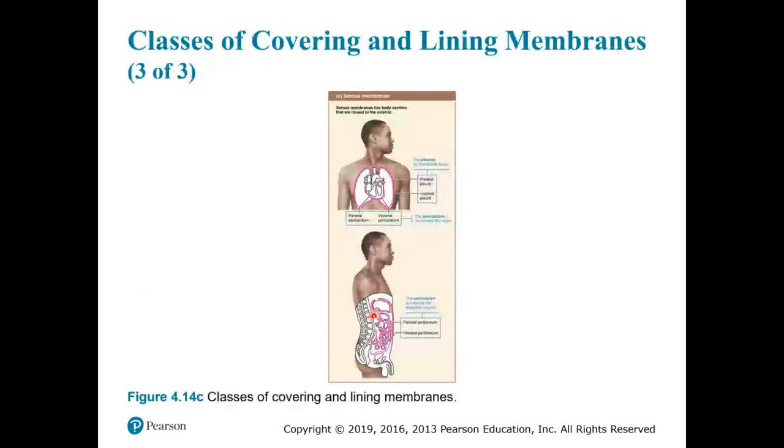So here's an example of that. You can't really tell much, but these membranes line the cavities of the internal thoracic and abdominal cavities, and some of them are special, like the pericardium and the pleural membranes.